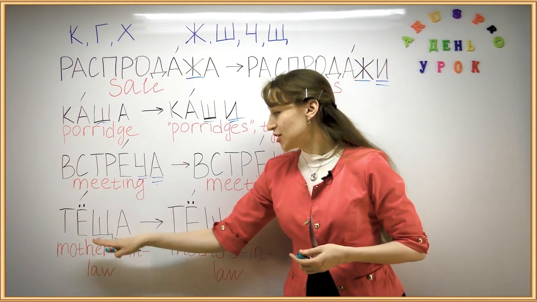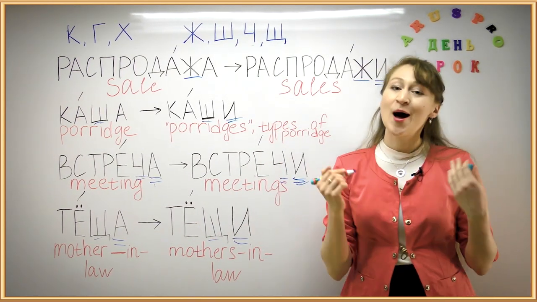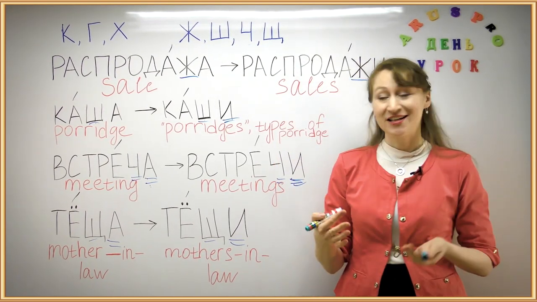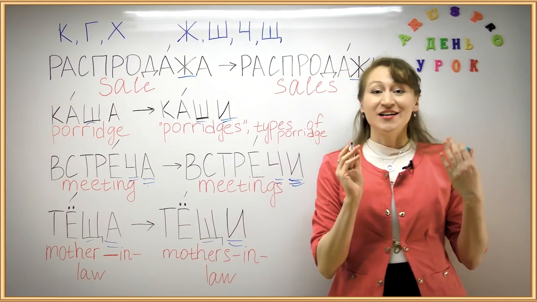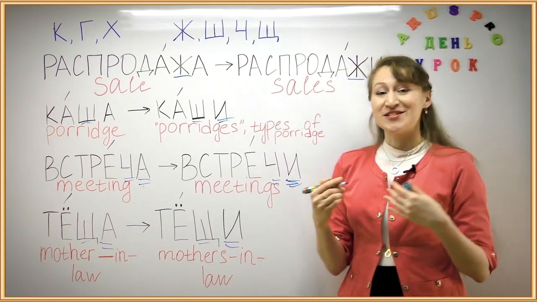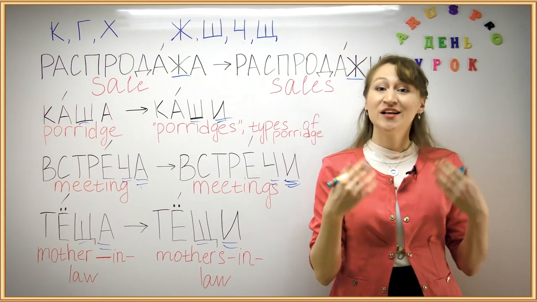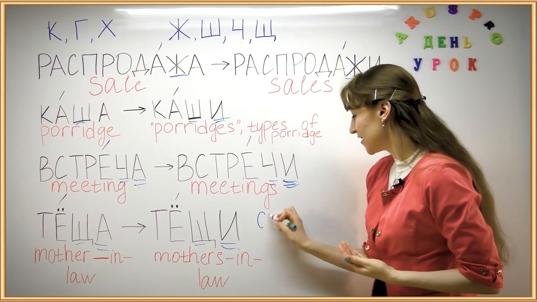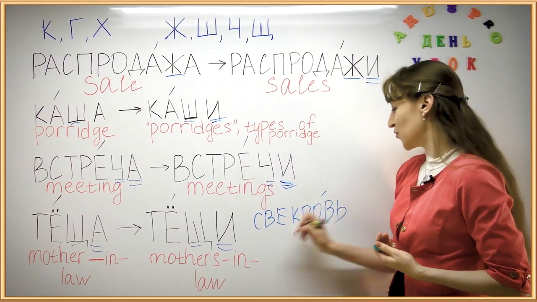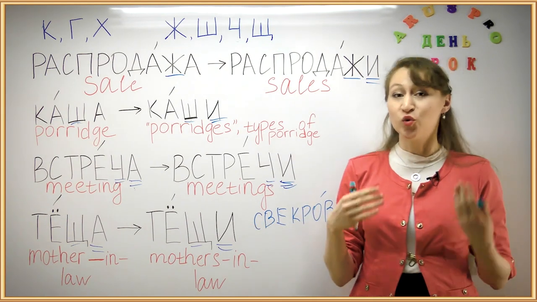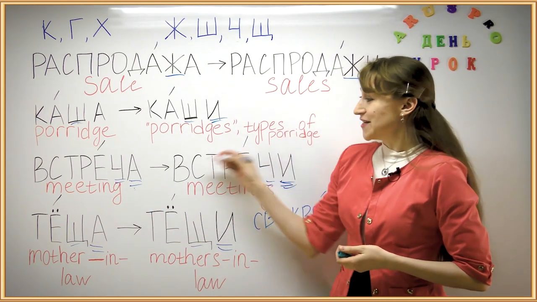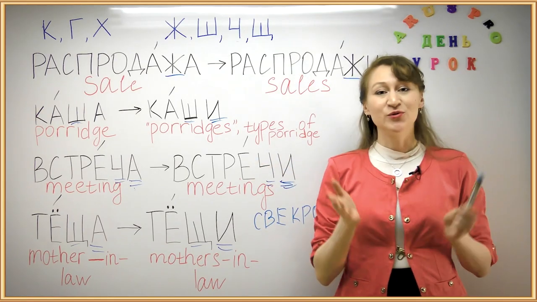Mother-in-law. This word, тёща, means mother-in-law, but this is a mother-in-law for a man. So this is your wife's mother. Because in Russian we have different words for a wife's mother and a husband's mother. So your wife will call your mother a different word. Свекровь. This is mother-in-law for a woman, a husband's mother. Тёща is a wife's mother. Very good. Now we are turning to example phrases.